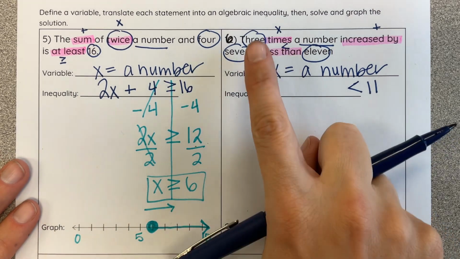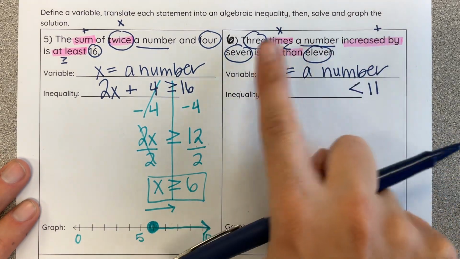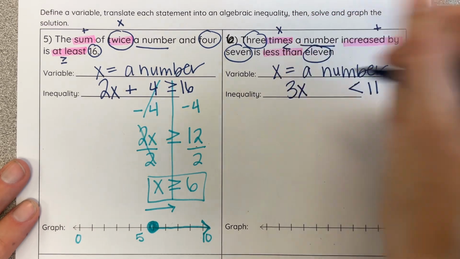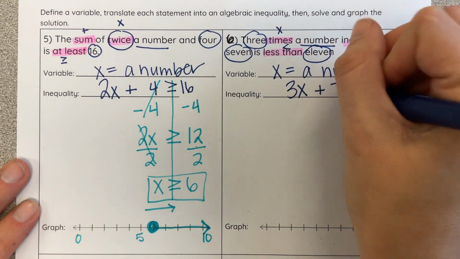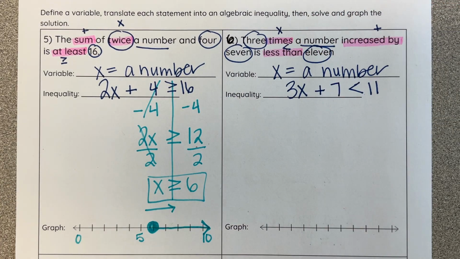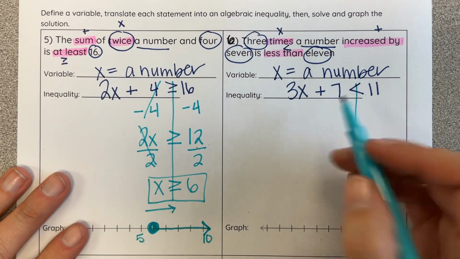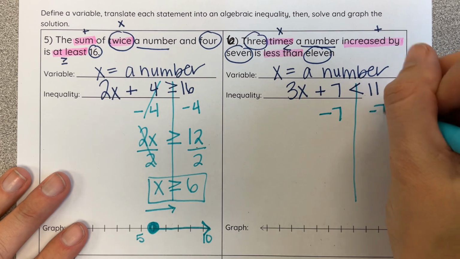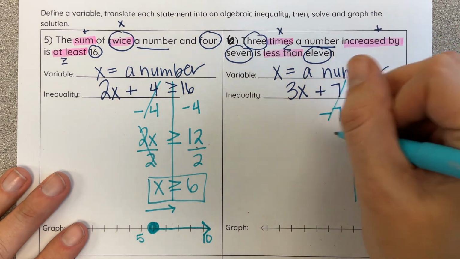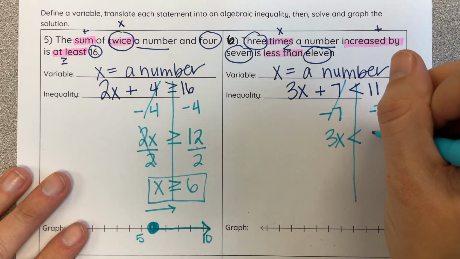What's on the other side of it? 3 times a number increased by 7. So we're doing 3 times our number x, and we're increasing it by 7. Now we're going to solve. If we have plus 7, we're going to get rid of it by subtracting 7 from both sides. We're left with 3x is less than 4.